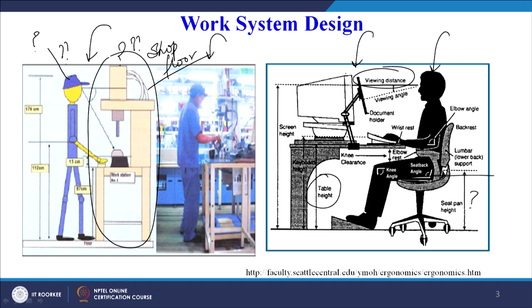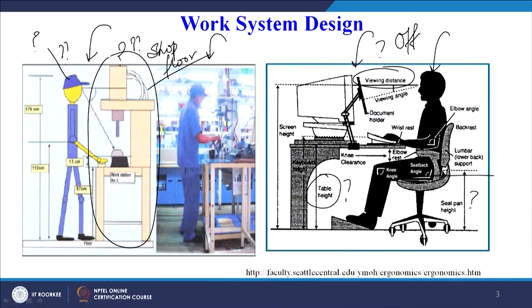So, we need to find answers to all these questions, and what will help us is the theory behind the work system design. The principles which lead to the work system design will guide us, will give us a lot of information which will help us to design such type of work system. So here two examples are given.